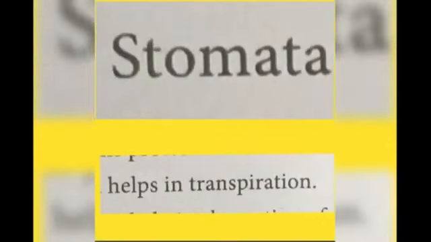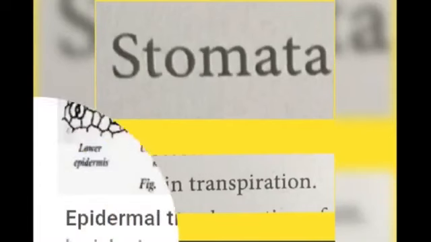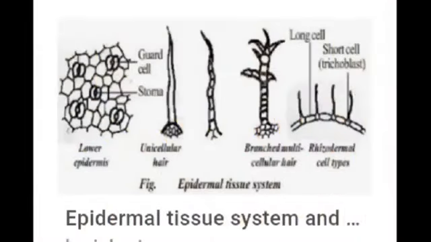The main function of the epidermis is to protect the inner tissues. The epidermis in the leaf has stomata, which help in transpiration and exchange of gas. The other epidermal outgrowths are unicellular hairs in the stem and trichomes. The root hairs are produced from the root cells. So the leaf has stomata, the stem has hairs, and the root has root hairs.